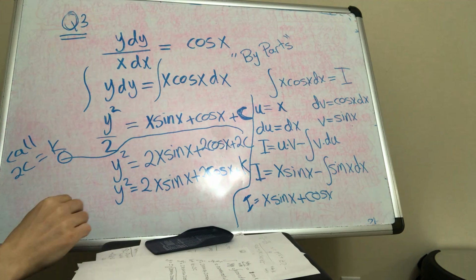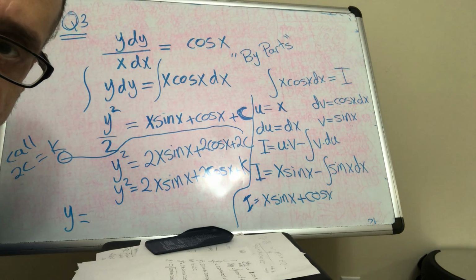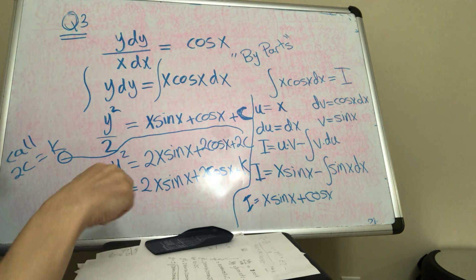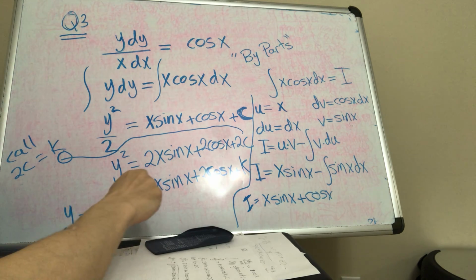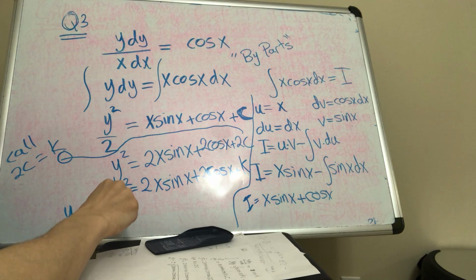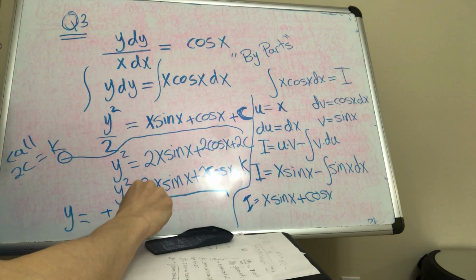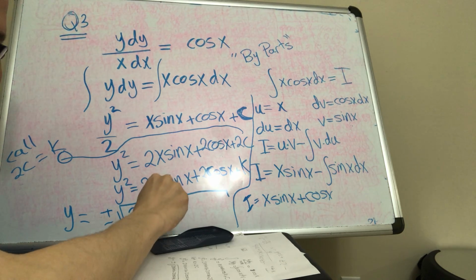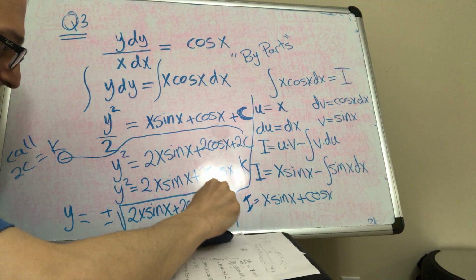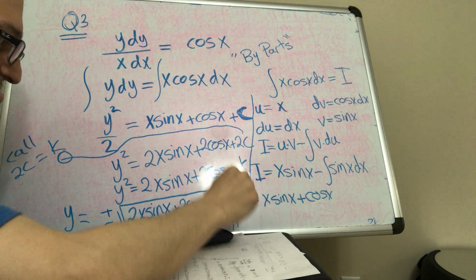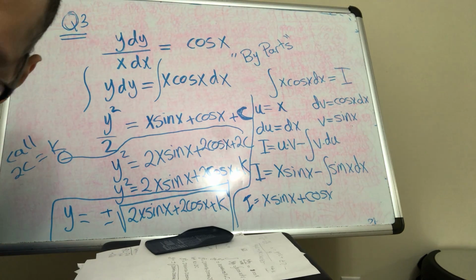And to find the y, because remember, the entire idea here, the concept, is to find y. And obviously, to find y, we're going to square root this, but remember, it's positive, negative the square root of this. This is the general equation for this question.